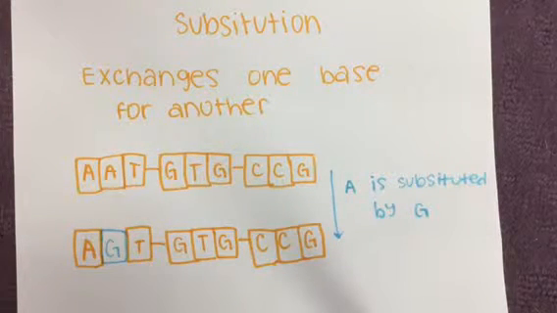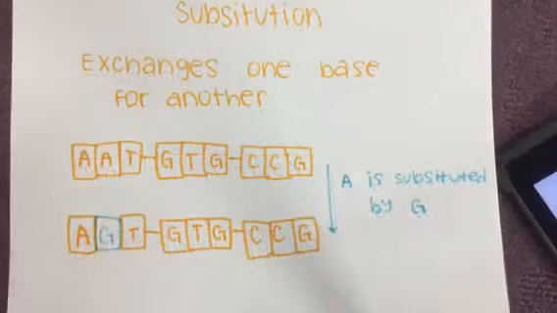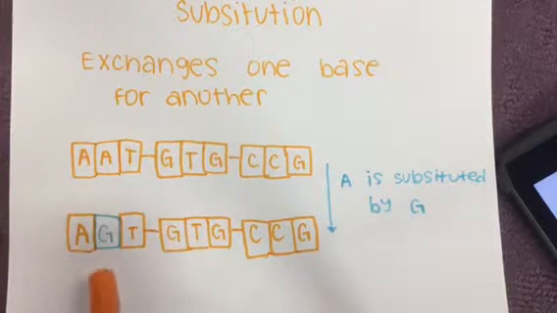A change from an amino acid coding to a stop codon can cause an incomplete protein and can have serious effects, since the incomplete protein probably won't function. In the example here, the A is substituted for a G.